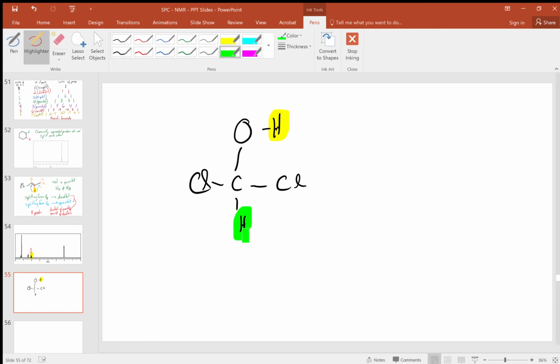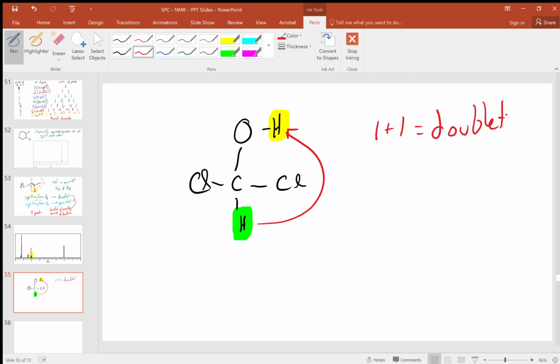So if we're talking about this hydrogen right here, will it still get split by this adjacent hydrogen? Now, if it does get split, we know it's going to be 1 plus 1 or a doublet. So the answer to the question of will it get split is maybe.